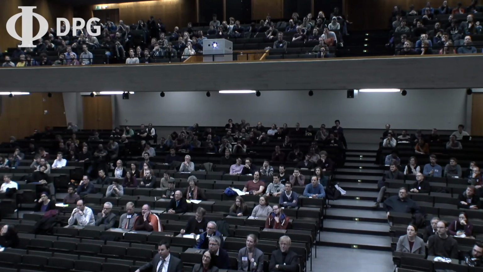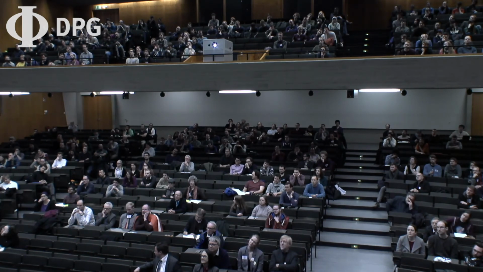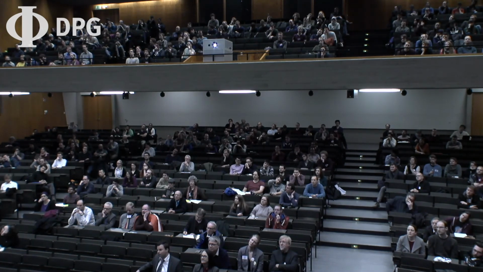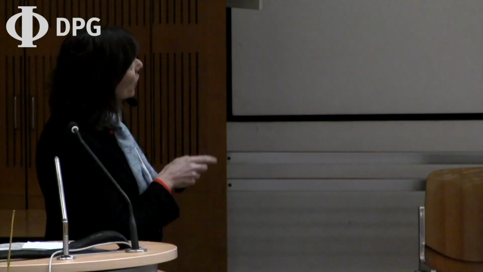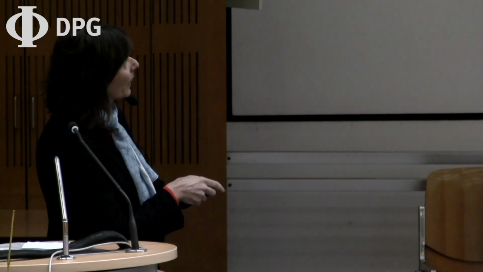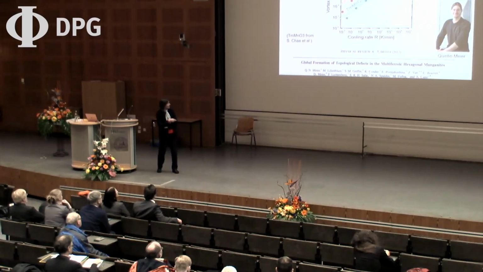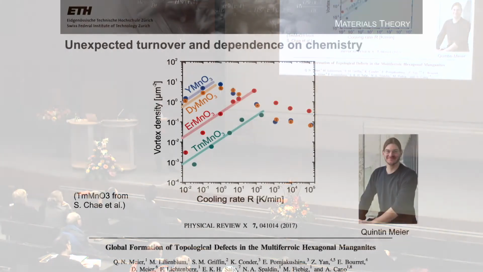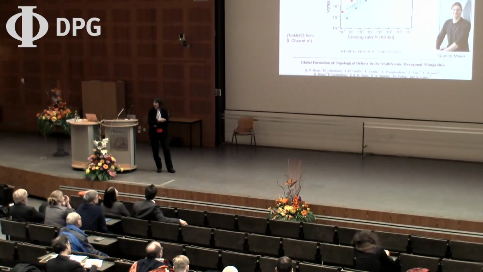So here is some more data, then. The same plot, the vortex density as a function of cooling rate. And remember, this is what we saw before, these straight lines, which agreed rather well with the experiments. What we see are two things which we don't understand. We see at very fast cooling rates this turnover, which we don't understand. We have some models, which we rather like, which are consistent with this turnover, but we don't know which ones are right. So we still have a lot to do to understand that. And we see this dependence on the chemistry as we change the rare earth cation, which is also completely unexpected.